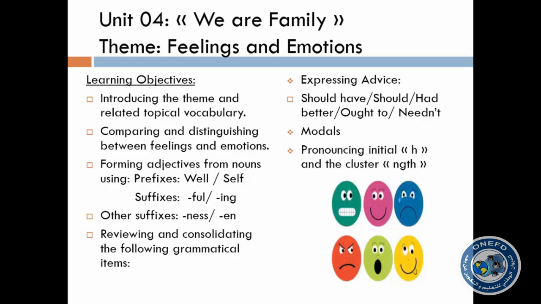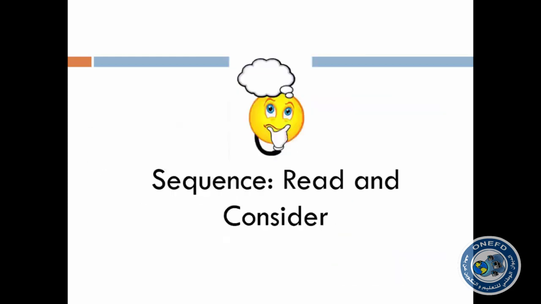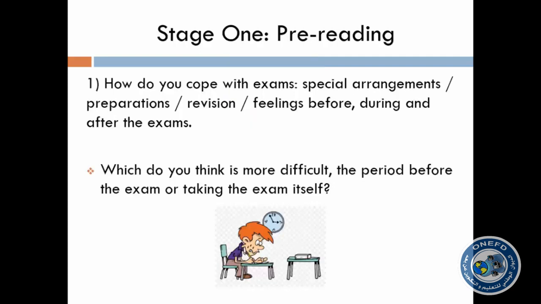Reviewing and consolidating the following grammatical items: expressing advice, pronouncing initial H and the cluster ngth. So before we start a lesson, we must have a lead-in or a warm-up, or what do we call a pre-stage. Our lesson for today is Read and Consider. From the title, it means we are going to read a text. So let's find out. Stage 1, pre-reading. We have to pave the way for our reading, so we must have a pre-reading task. The pre-reading task is a couple of questions. You need to solve them.